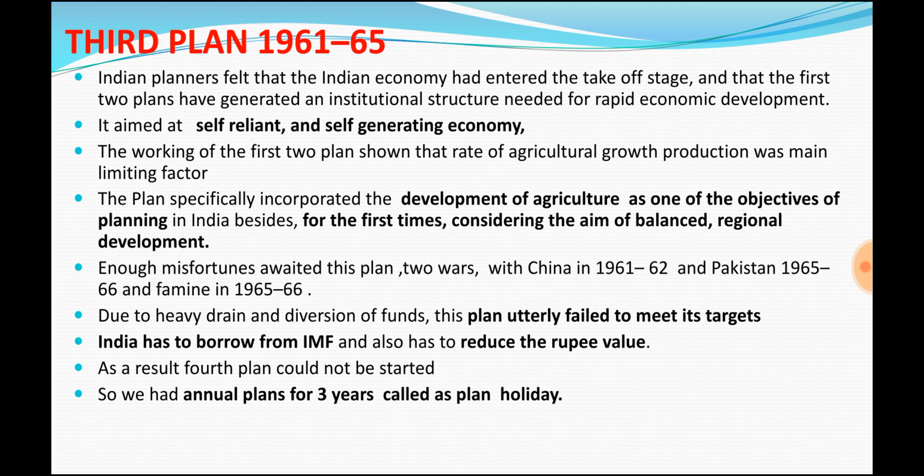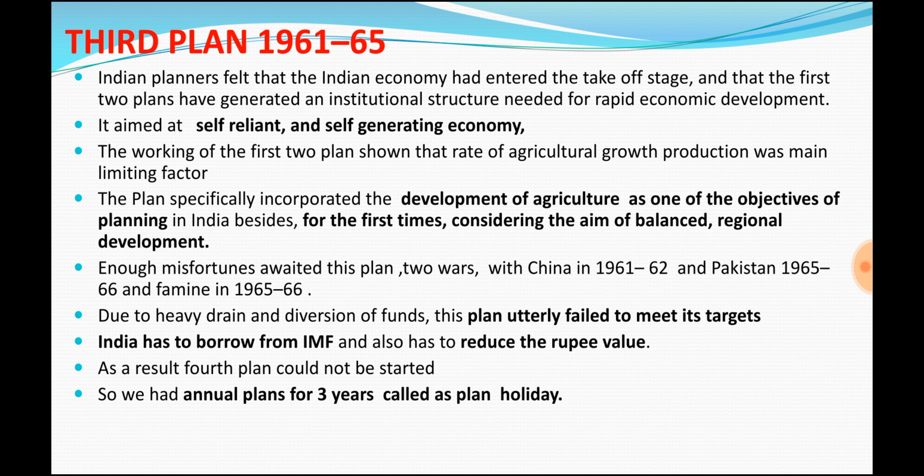So the third plan was set up in 1961 to 65. From the first two plans, Indian planners believed that we had developed some basic infrastructure and economic structure in India, and now we could go for better planning. So it aimed for a self-reliant and self-generating economy. The first two plans also showed them that agriculture is very important for growth, and is the main limiting factor. If agriculture fails, the price will rise and all of the problems are there. So it also paid more attention to agriculture. The thing that was missed in the second plan was rectified during this time, but still this plan also focused on industrial development.